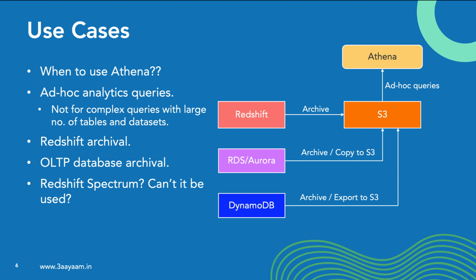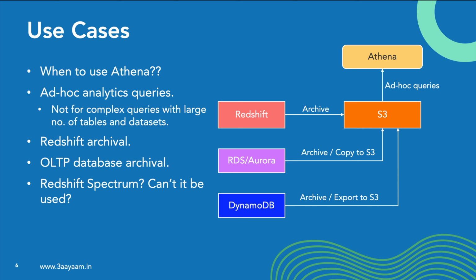So the question can be, can't we use Redshift Spectrum? Because we have Redshift Spectrum also. The answer is yes, definitely we can use Redshift Spectrum, but for Redshift Spectrum to run, we have to make sure that a Redshift cluster is running all the time, or you have a Redshift serverless workgroup running. So if you are not using Redshift at all, let's say instead of Redshift you are using Snowflake, but you are storing all your other databases in RDS and DynamoDB and DocumentDB, etc., then you can move the records to S3 and then use Athena on top of it.